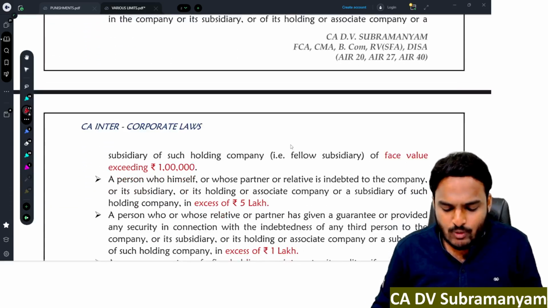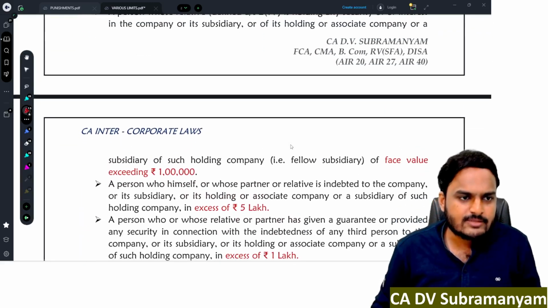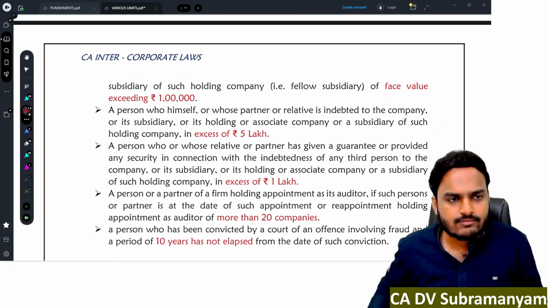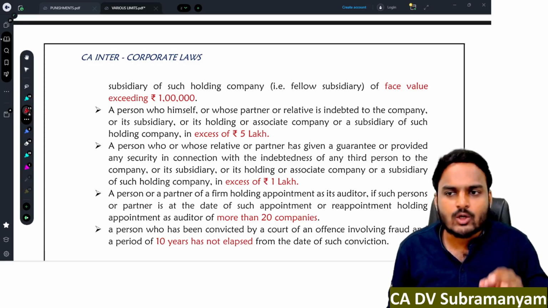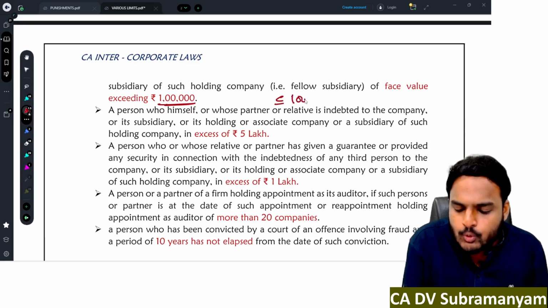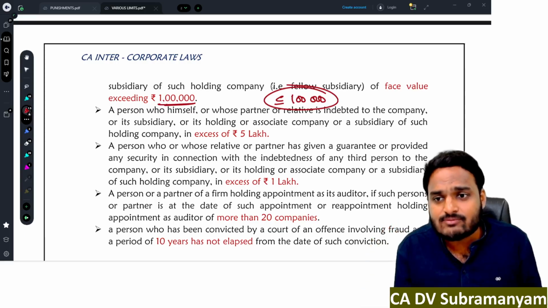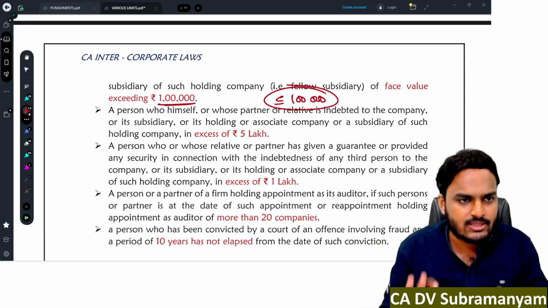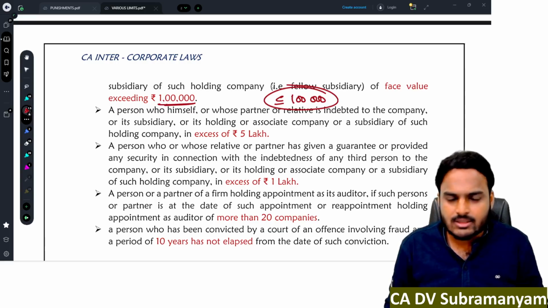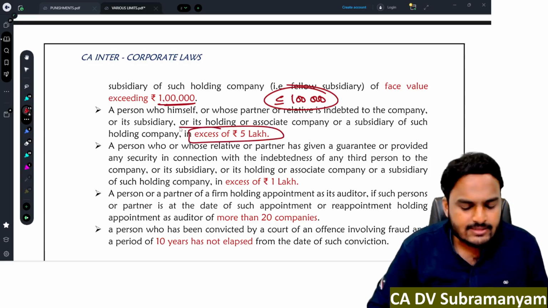Next, even in disqualifications also we are having time limits. Disqualification with respect to holding of securities. A relative can hold securities up to face value of 1 lakh. Up to. That means 1 lakh is also covered. Even if you hold 1 lakh face value of securities, no disqualification. Understood?